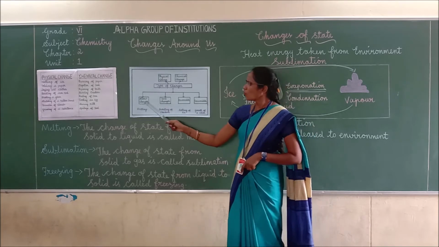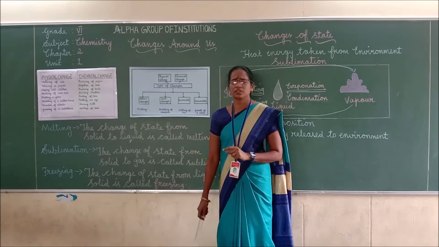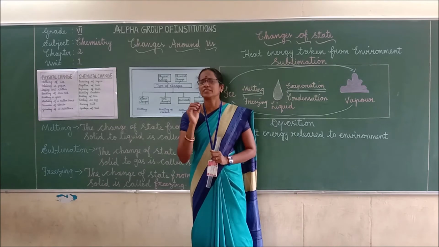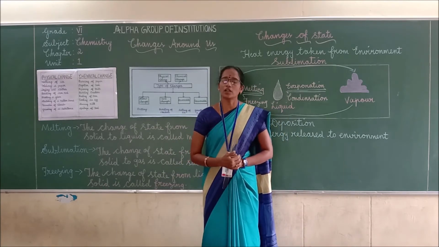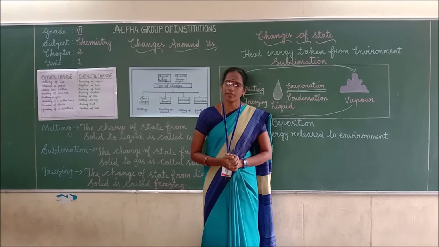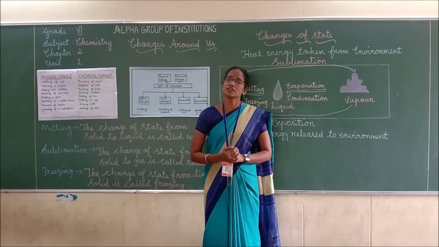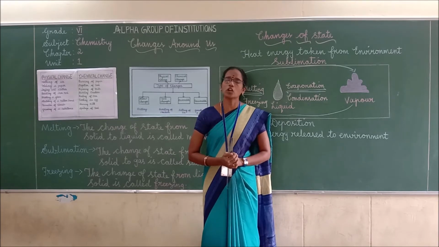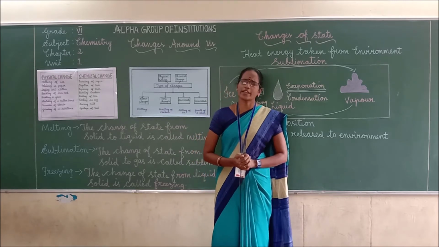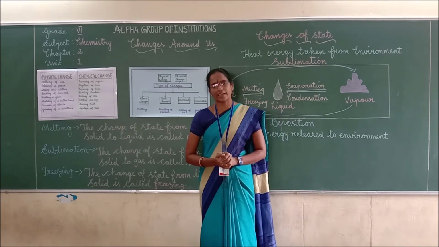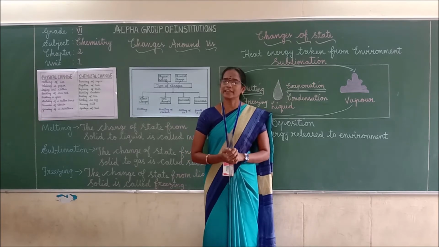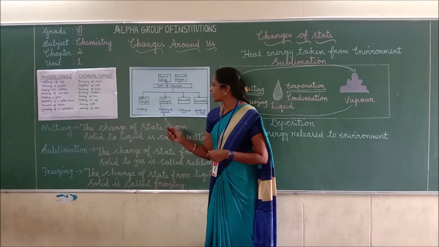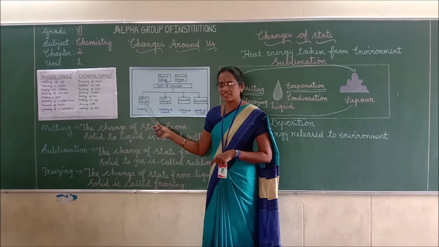What is meant by slow change? The changes which take place over a long period of time are called slow changes. For example, rusting of iron, germination of seed, growth of a child, curdling of milk. These are some of the examples for slow changes, right?